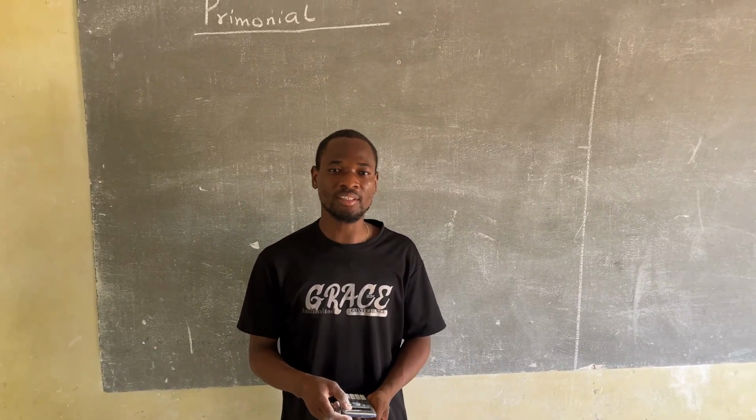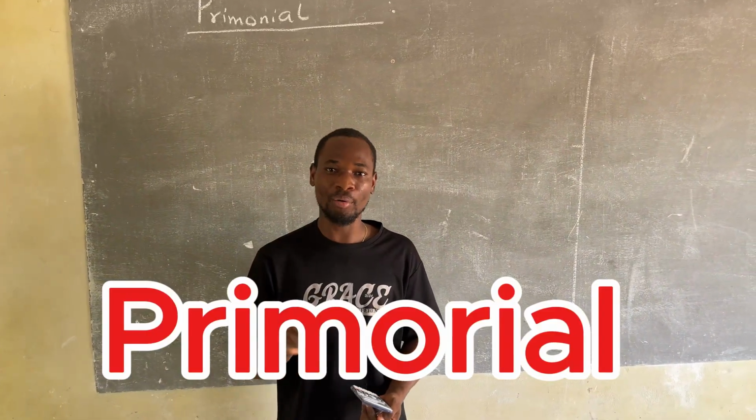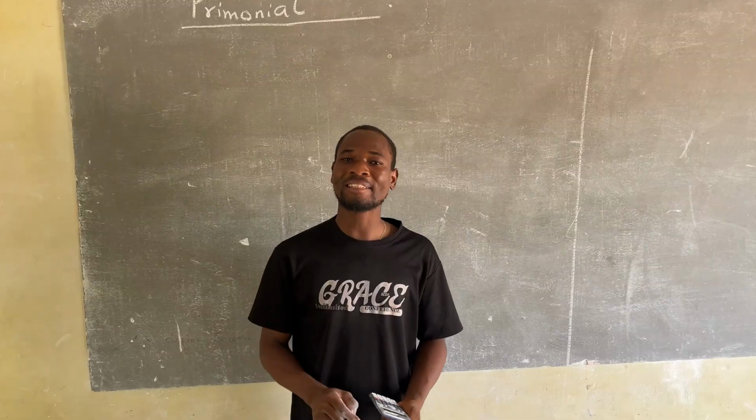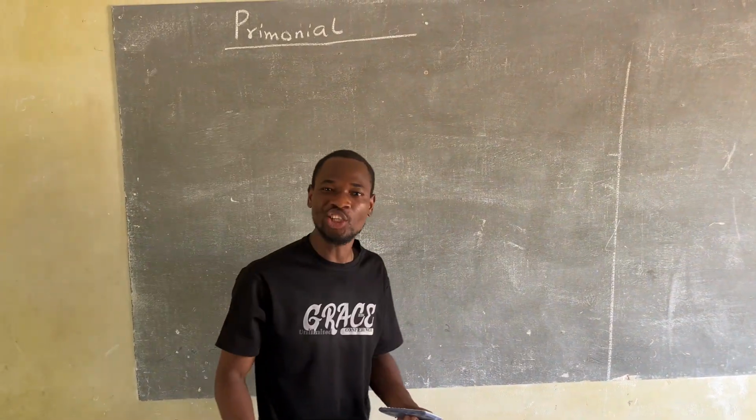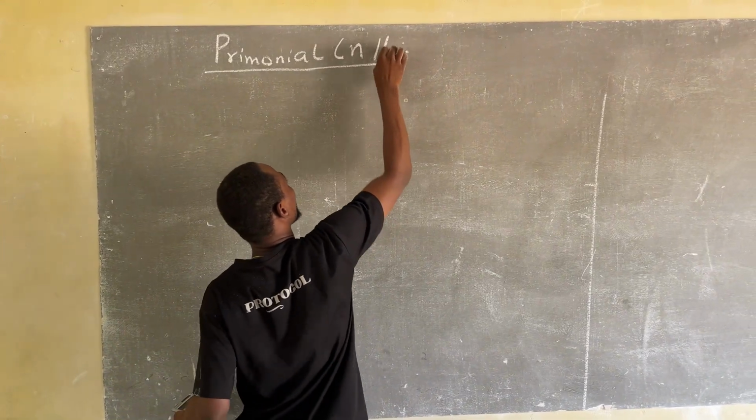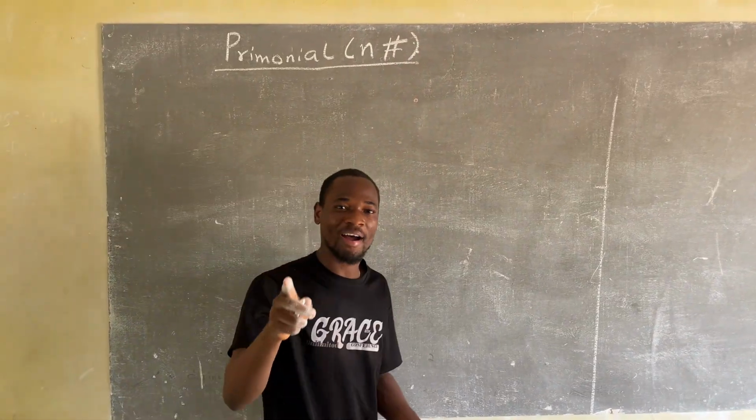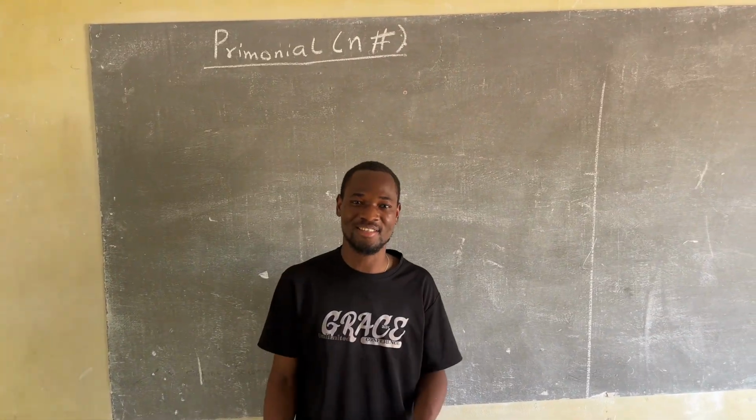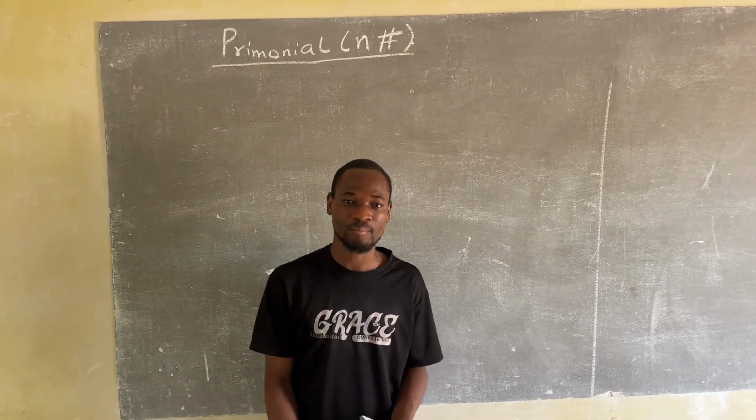Today we are going to consider primorial, which is also a mathematical function. Primorial is denoted by n followed by a hash sign. Remember, I said mathematics is the language of the universe.